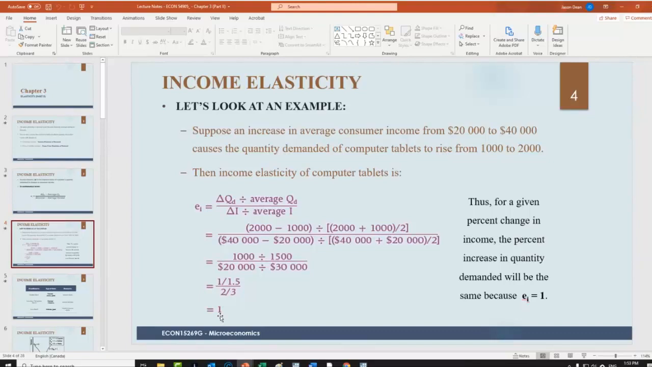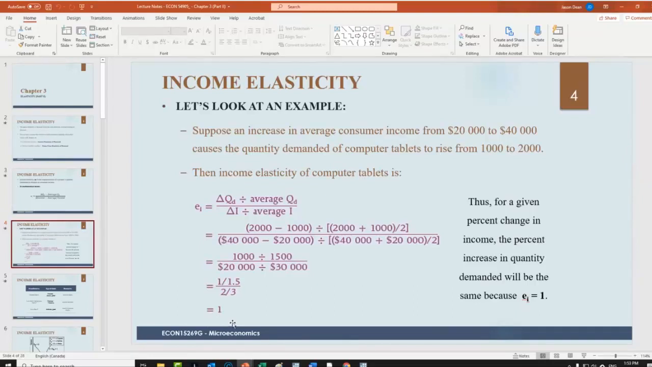Normally we think that if your income goes up, you would want to buy more. But that's not always true. If we're talking about an inferior good, then the quantity demanded would fall. So if this turns out to be negative, we would have an inferior good. If it's positive, it's a normal good.